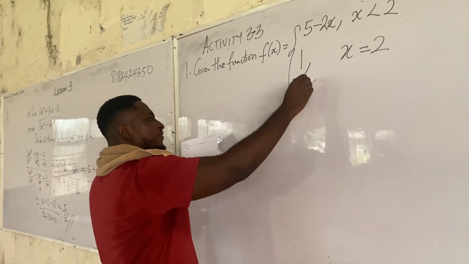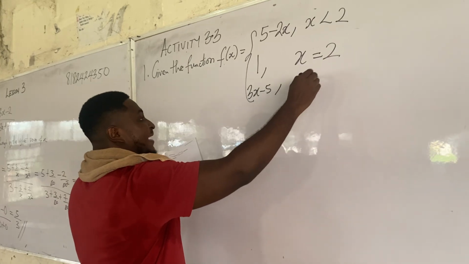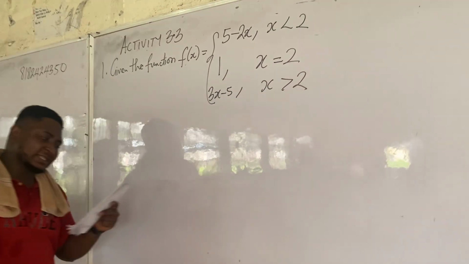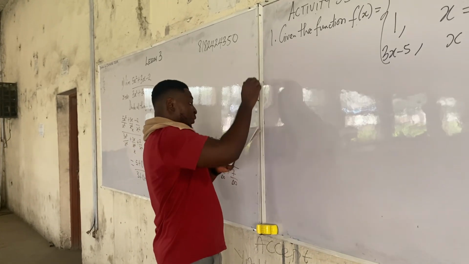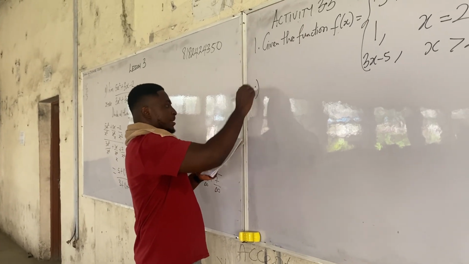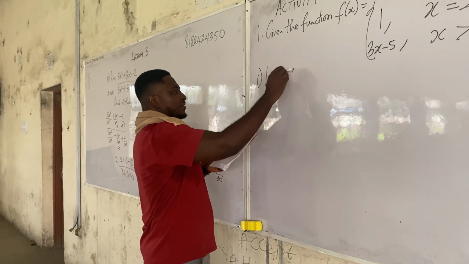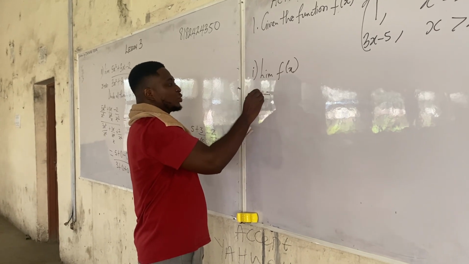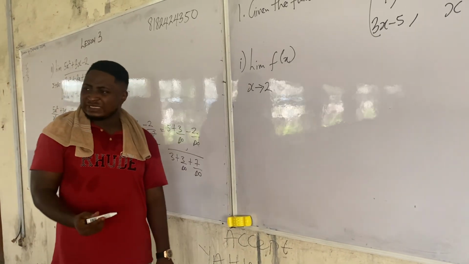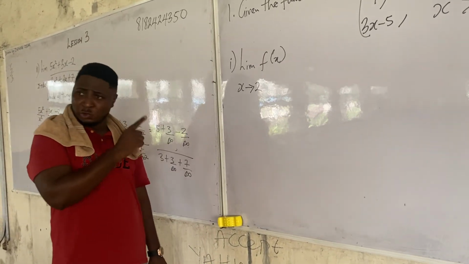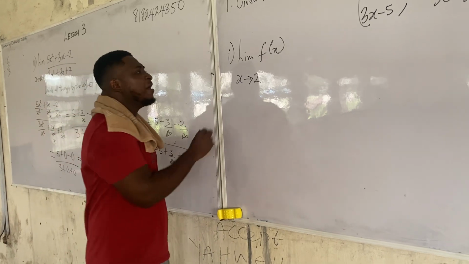3x minus 5 such that x is greater than 2. This is activity 3.3, question 1. They say we should find the limit of f of x as x tends to 2. Class, please understand, look up. This is a different type. Look, limit of f of x as x tends to 2.